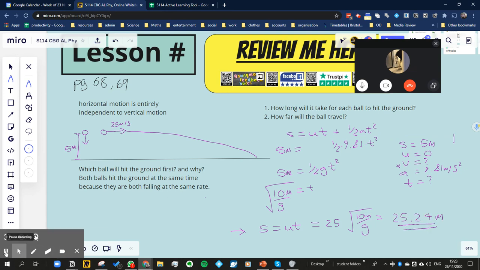Okay. So basically the time would be pretty much 1 second, 1.0096 seconds. And that's no surprise because g is roughly 10, and we're doing 10 divided by 10 and square rooting it. So yeah, it's going to take about 1 second for both of them to fall. And the second one, the one that's being projected sideways, is going to travel that far.